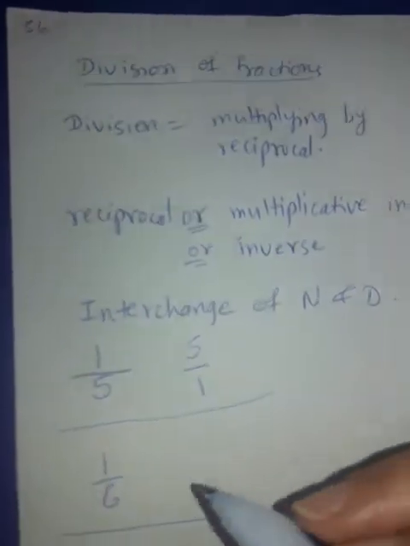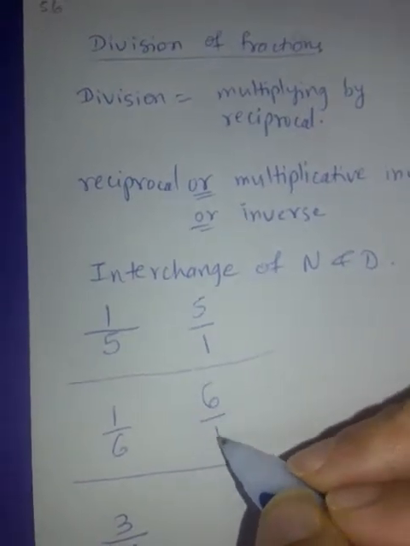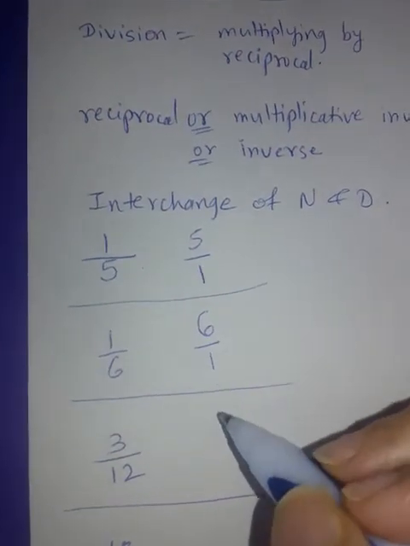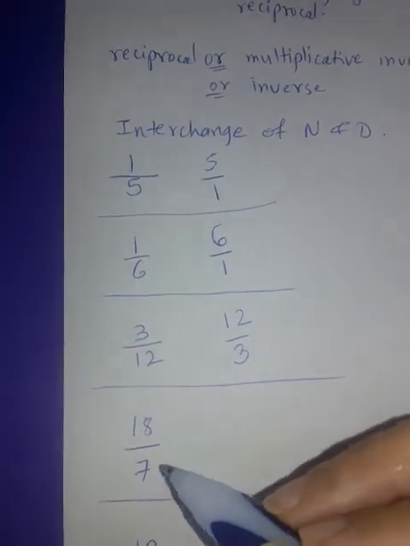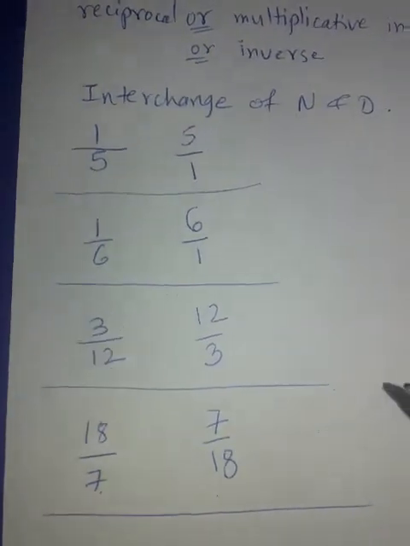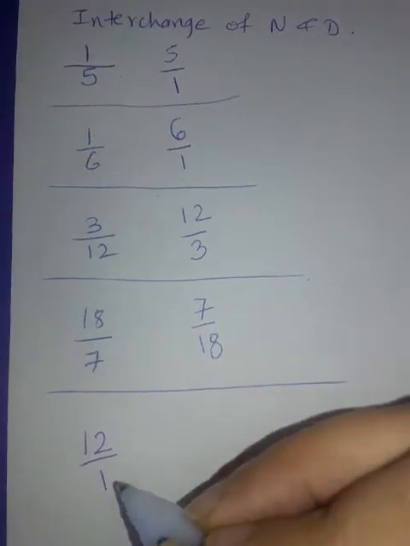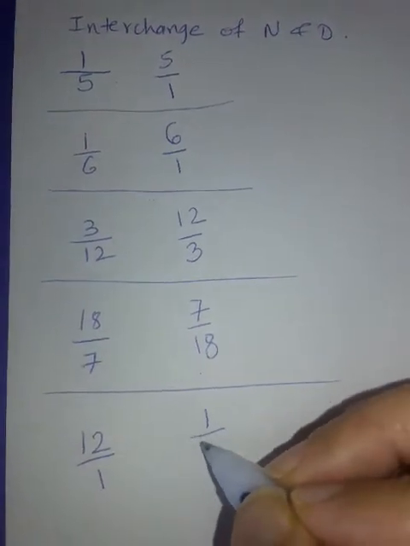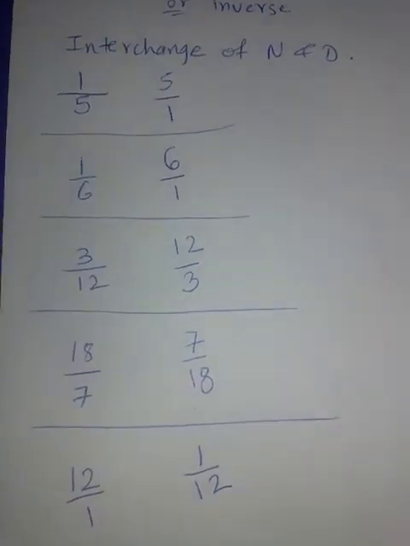5 upon 1 means 5. 1 upon 6 reciprocal will be 6 upon 1, that is 6. 3 upon 12 inverse or reciprocal will be 12 upon 3. 18 upon 7, 7 upon 18. That is the meaning of reciprocal. 12, what is 12? Basically it is 12 upon 1. So numerator and denominator interchanged, so 1 upon 12. Concept of reciprocal very clear.